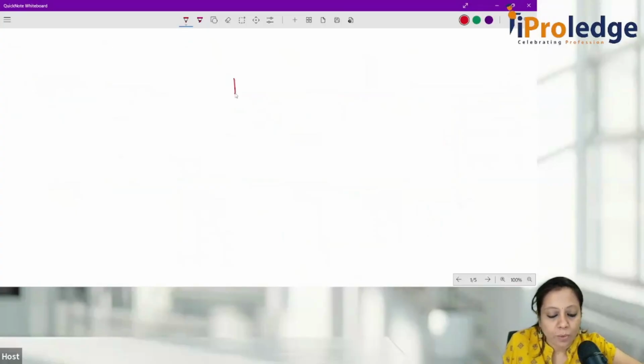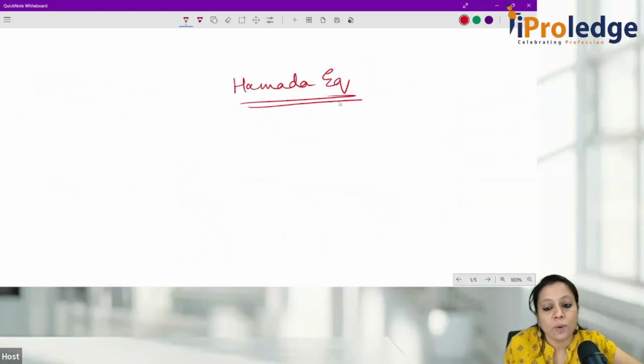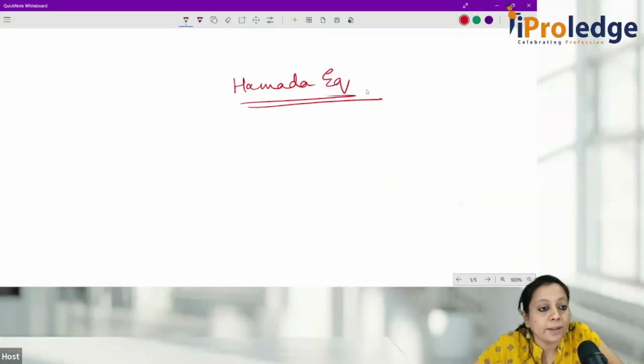Now we have what is called the Hamada equation. The Hamada equation has come in one exam as a theory question. I'm talking about the recent 5 exams. Within that time, the Hamada equation has been asked as a theory question. Some of us don't even know from which chapter it is, isn't it? Now it is from the chapter capital structure. So what is this Hamada equation?